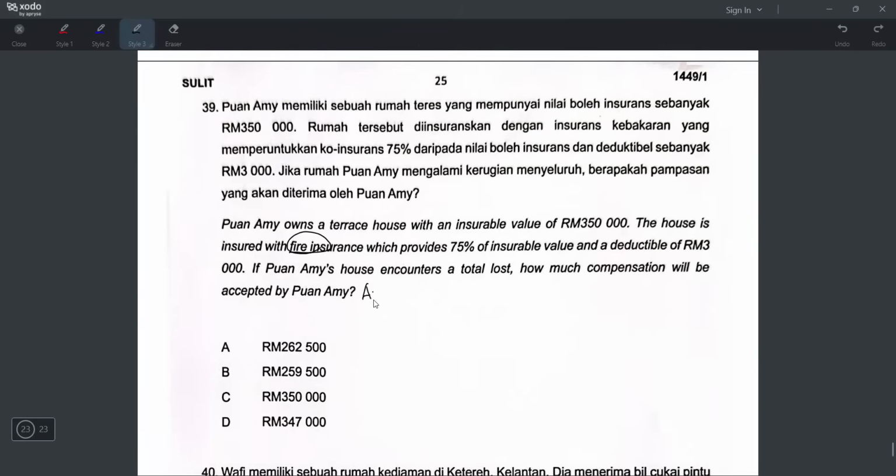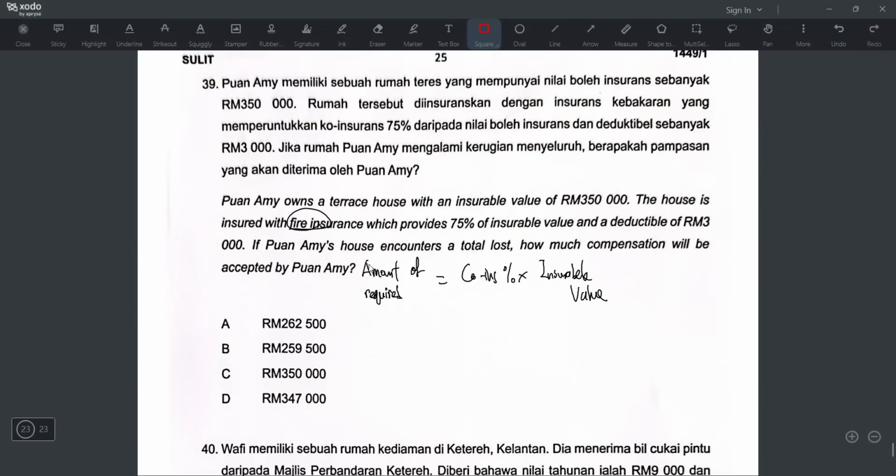So, amount of required insurance equals co-insurance percent multiply with insurable value. Okay, guys, you have to know something. When you're doing the insurance question, doesn't matter fire insurance or medical insurance or whatever insurance, you should always memorise the formula and remember all the steps to do it. So for fire insurance, these are the formulas that you need to know. So always start with this formula. Always.